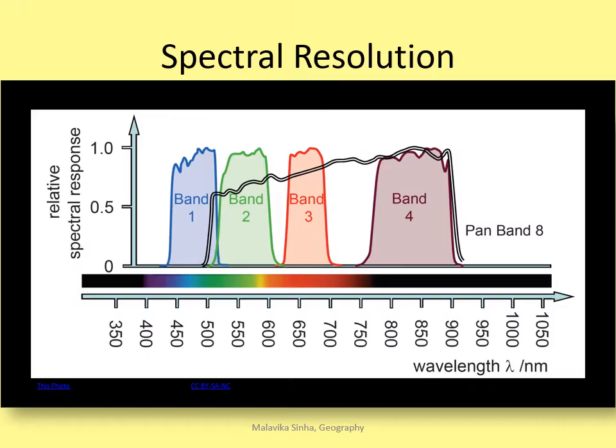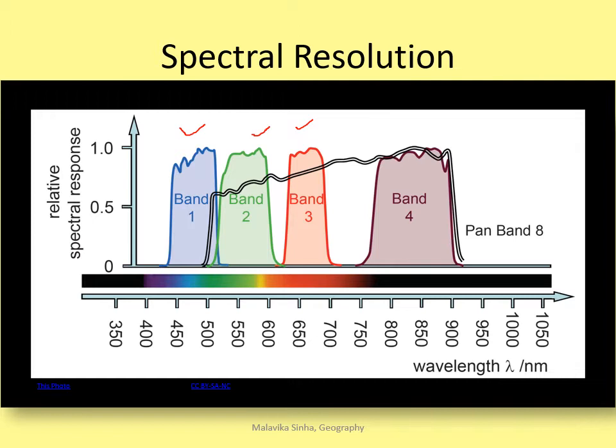So come to this picture. There are four bands: band 1, band 2 and band 3 are the visible bands. This is the blue band, this is the green band, and this is the red band. This is the visible band, and band 4 is the infrared band.